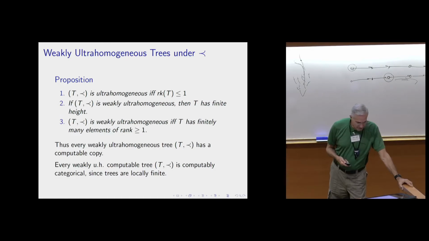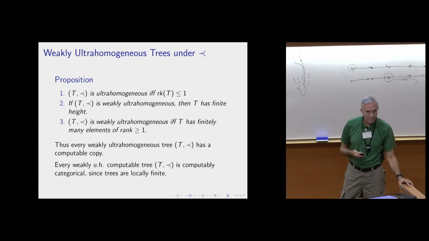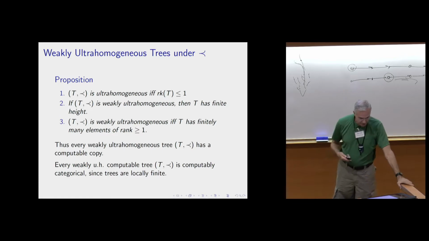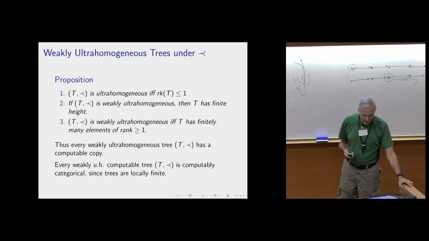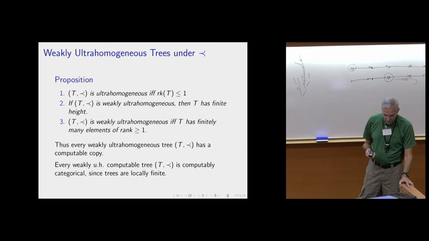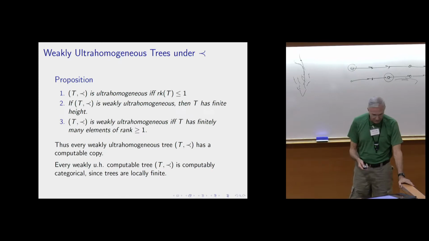Then for weakly ultrahomogeneous, we first showed that you have to have finite height, and then in fact the characterization: you can only have finitely many elements of rank larger than 1. So you can have arbitrary height as long as only finitely many get above rank 1. In this case, every one of these has a computable copy. And certainly every weakly ultrahomogeneous tree has to be computably categorical because they're locally finite. So these are not so interesting.